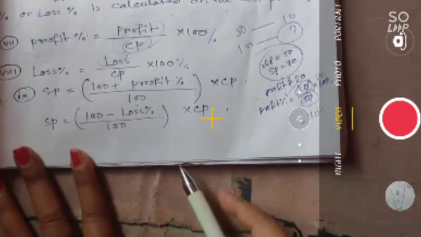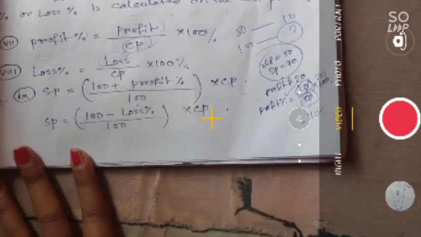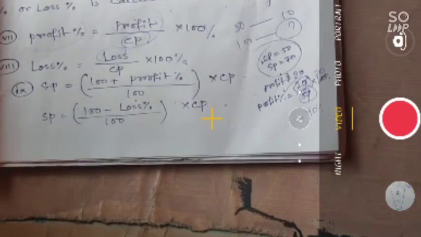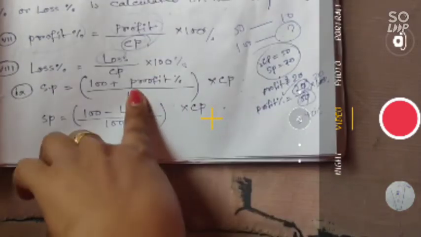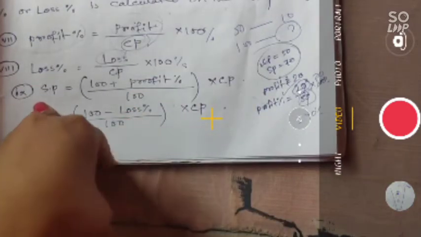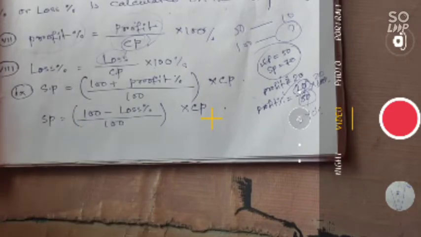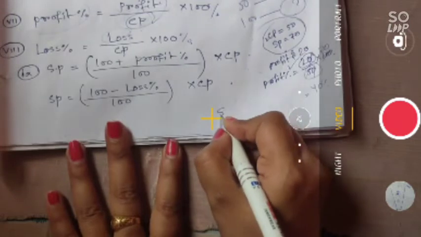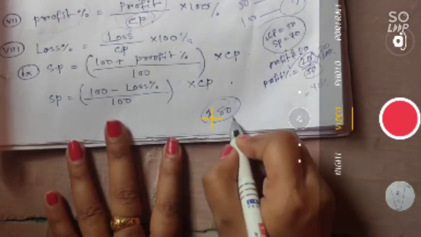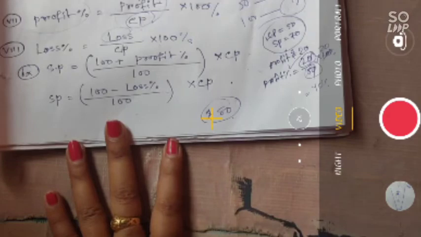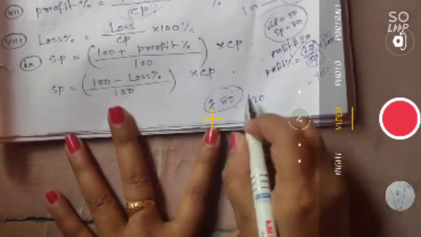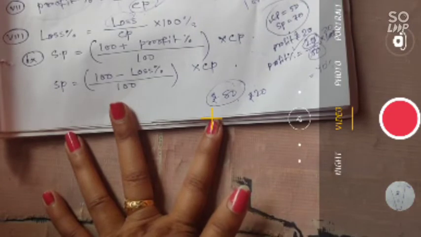So when in a question CP and profit is given, I have told you just before that you can find the SP. If in a question the CP and the profit are given, you can find the SP, right? Okay, Masuma, tell me. If the cost price of an article is 80 rupees and you make a profit of 20 rupees, then what will be the selling price? Masuma, tell me.